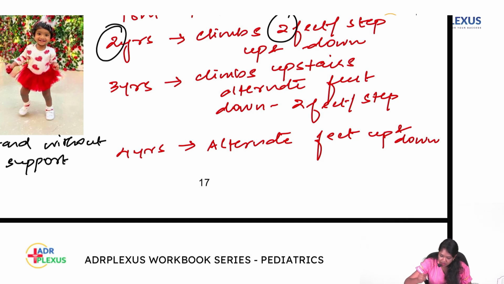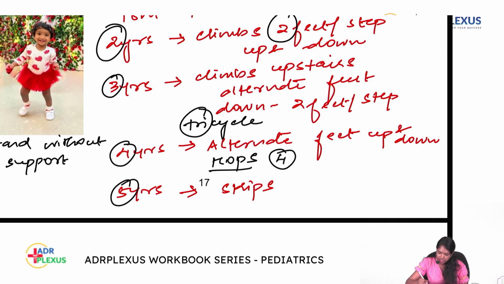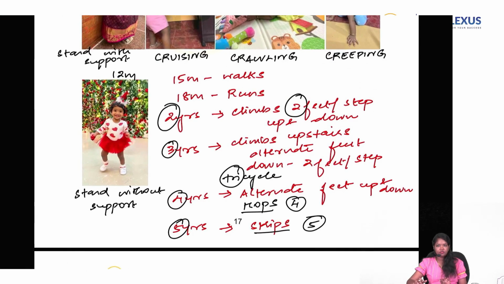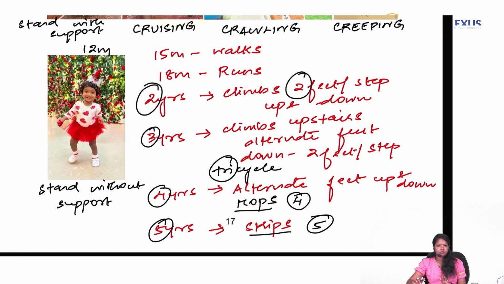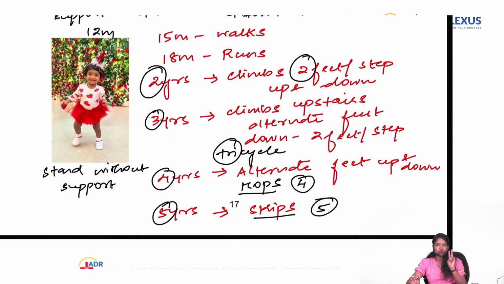Now at 3 years, just remember it will ride a tricycle. At 4 years, the baby will be able to hop. At 5 years, the baby will be able to skip. How to remember all this? 3, tricycle. 4, hops is a 4-letter word. 5, skips is a 5-letter word. Clear? Okay, fine. So this is about the gross motor. Please remember 2, 3, 4, 5. 2, 2 feet per step. 3, alternate feet up, while coming down 2 feet. 4, alternate feet up and down. 4 years hops, 5 years skips.